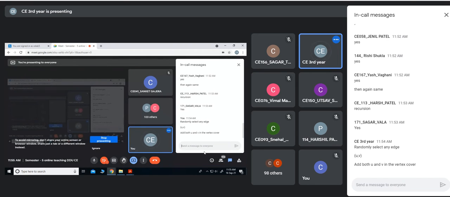Now you tell me the next step. What should be the next step? Rather than me telling, you should tell me. It's not that tough, right? I randomly select any arbitrary edge, take its two endpoints, and put them in the solution. So u and v both are part of the vertex cover. What should I delete? Should I delete anything from the graph?